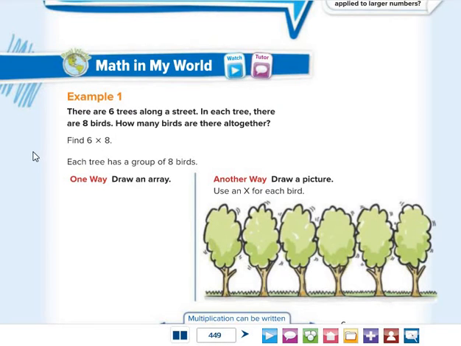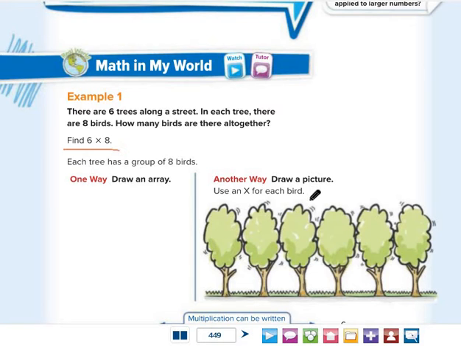Example number 1. There are 6 trees along a street. Here they are, 6 trees. In each tree, there are 8 birds. How many birds are there altogether? To find how many birds there are altogether, we have to find 6 times 8 equals what? Because we have 6 trees, 8 birds for each tree. So 6 times 8 equals how many birds in all?